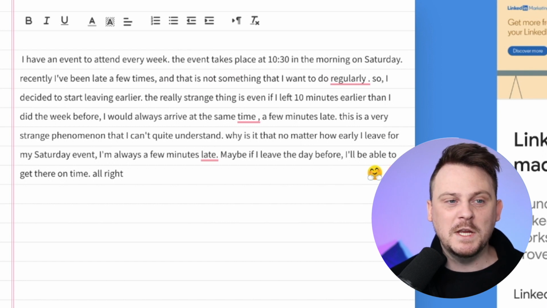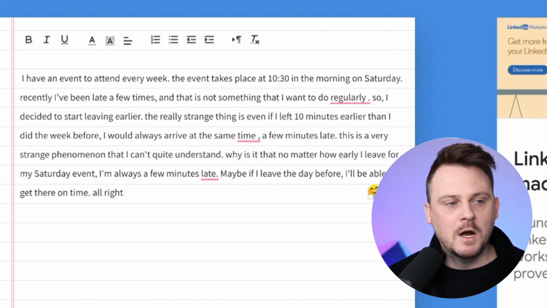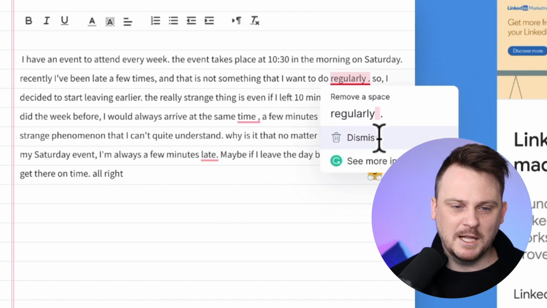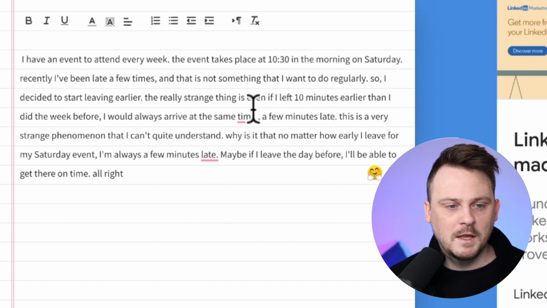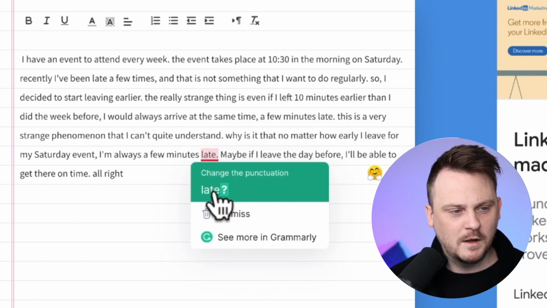And by the way, I was just speaking spontaneously. I was not reading anything. I was just talking about something that happened recently. Okay, so let's just accept Grammarly's corrections. By the way, I didn't tell it to put a space there, so hey, that's not my fault. This one's not my fault either. This one's not my fault either.